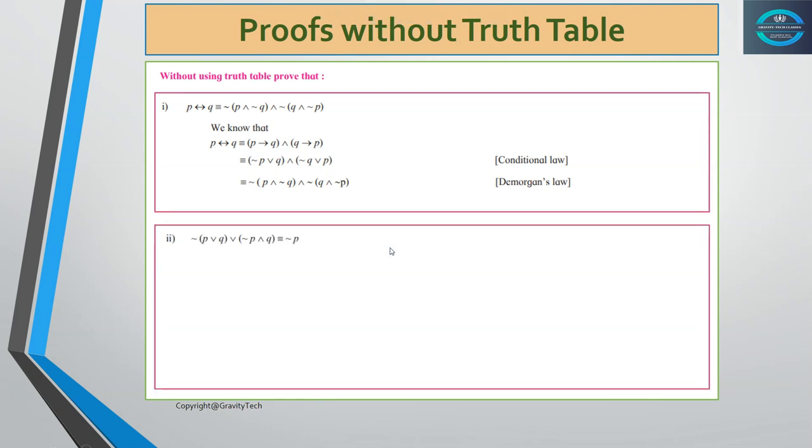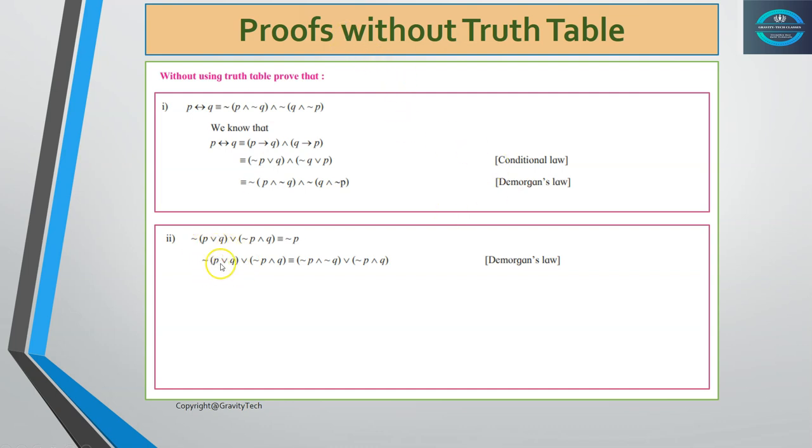Okay, the next example, they are saying negation of P or Q or negation of P and Q is what? Negation of P. Now let's use that, right? So De Morgan law, very first thing, right?